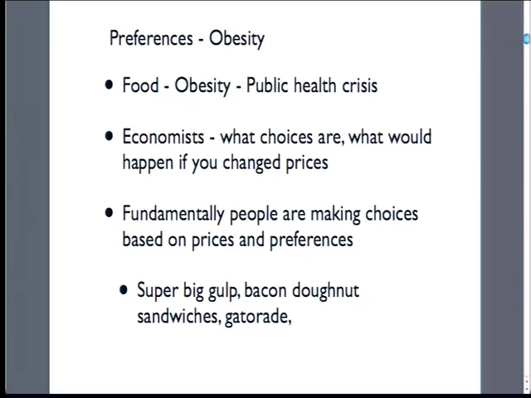I think I showed the picture last time of the bacon donut, right? There's just something wrong about consuming that. It probably tastes great, but it's probably like 59 cents at Dunkin' Donuts, and so is the price wrong there? Did you want to say something?